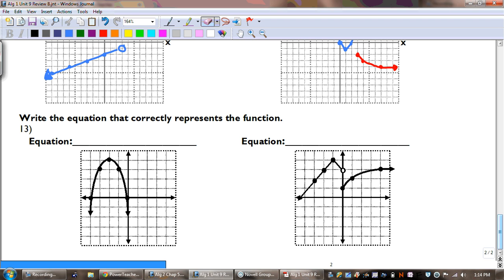All right, last one. Write the equation that correctly represents the function. All right, well, let's look at 13. 13's just a quadratic, so that's good. What's the vertex? Vertex is 1, 2, so it's -2, 1, 2, 3, 4, up 4. So remember that that's going to help us when we fill this in.